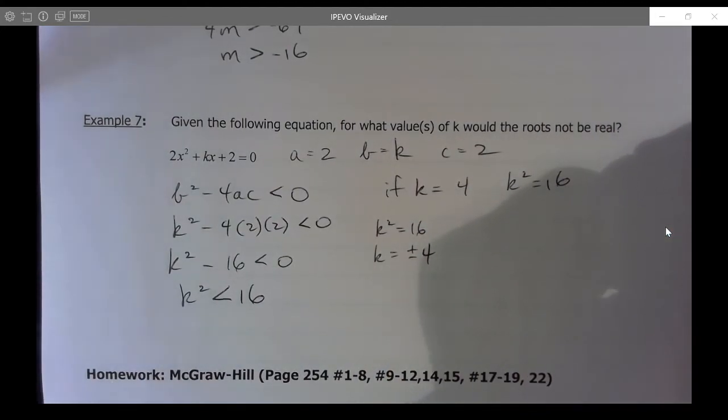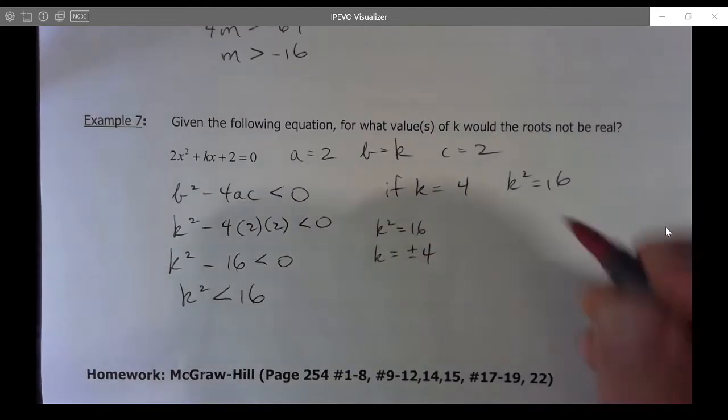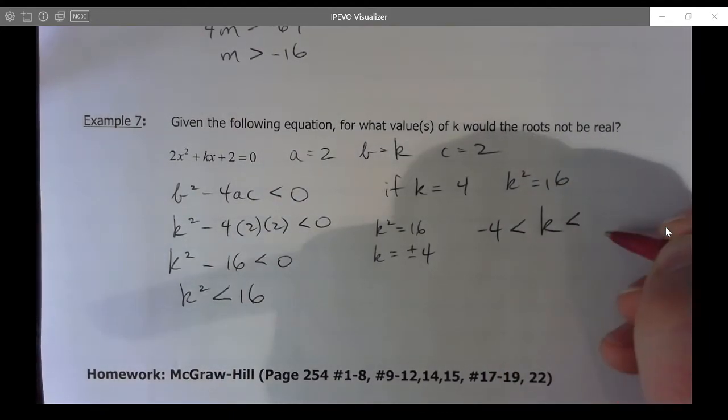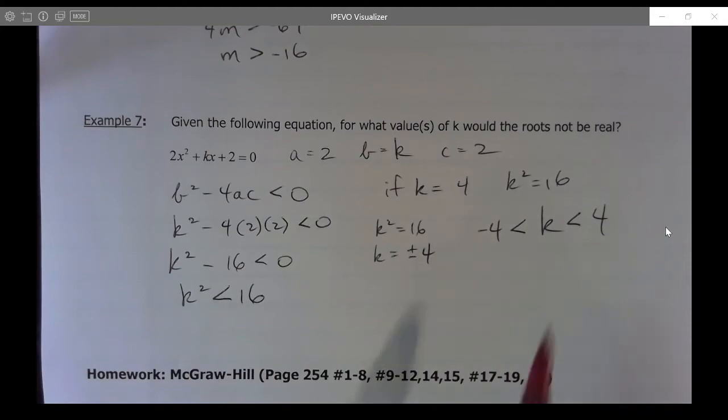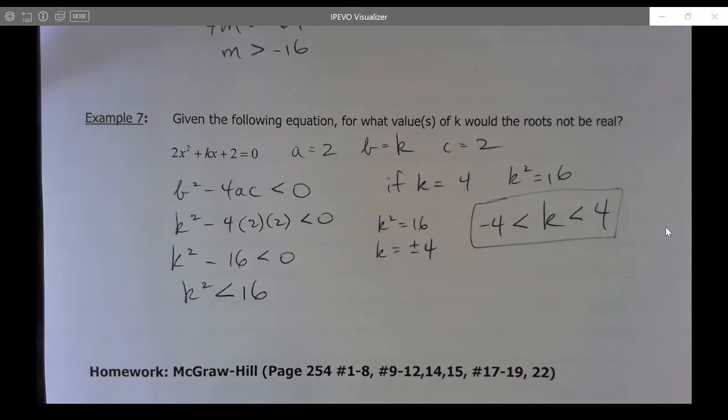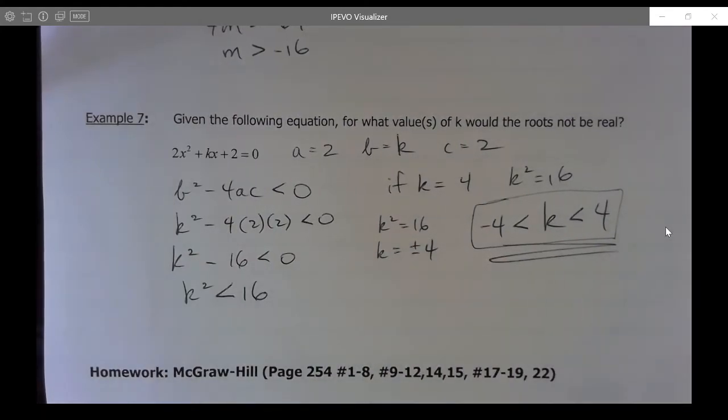So think about this. My answer then is going to be, well, then k has to be greater than negative 4, but less than 4. Think about this. Why does k have to be greater than negative 4? Like, why couldn't k be negative 10? Well, because negative 10, when I squared it, would end up being positive 100, right? Because the square takes away the negativity of k. So that means that it can't be just anything less than 4. It has to stop at negative 4. So there's my solution. K would have to be any number between negative 4 and 4.